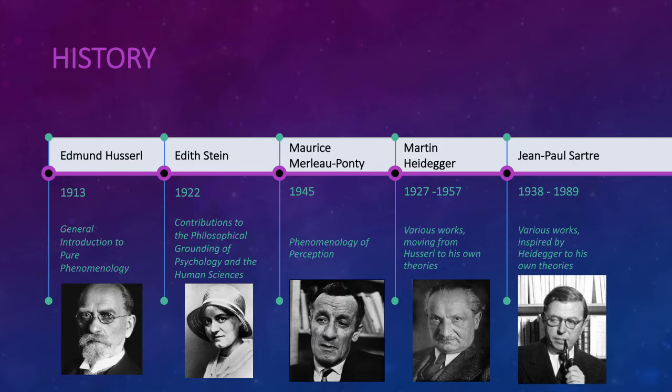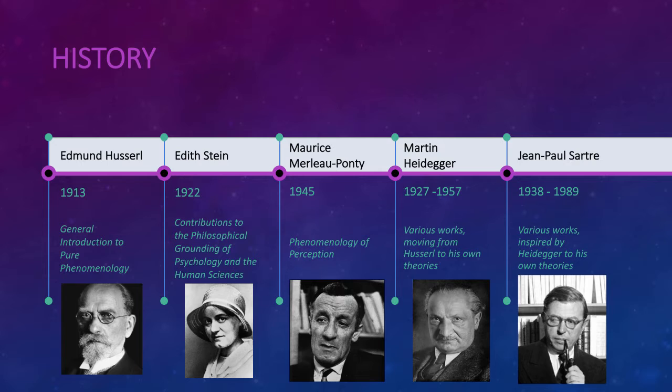Maurice Merleau-Ponty in 1945 released Phenomenology of Perception, but he was working earlier with Husserl and with other members of the German Philosophical Society, but his actual first study where he started to set himself apart was in 1945.